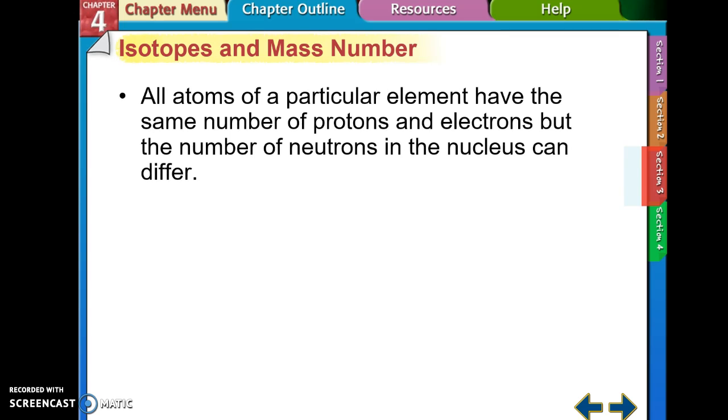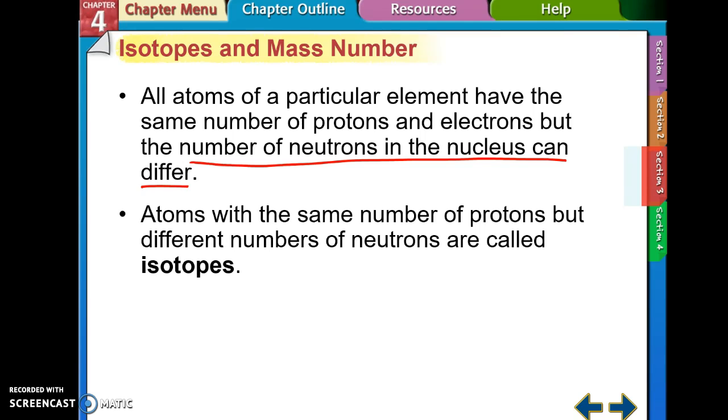So, remember that all atoms of a particular element have the same number of protons and electrons. We find that from the atomic number on the periodic table. But the number of neutrons in the nucleus can differ. It can change. So the way I figure out the number of neutrons in the nucleus is I look at the average atomic mass. And if you notice, the average atomic mass is almost always a decimal.